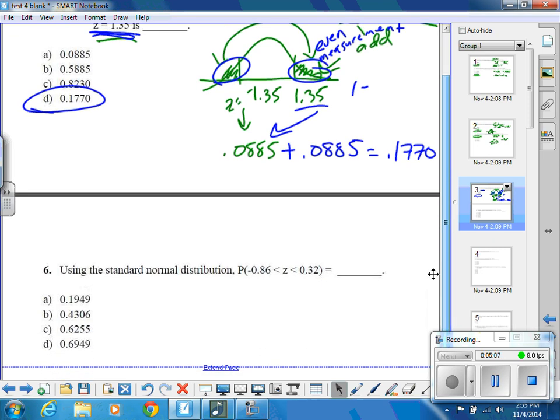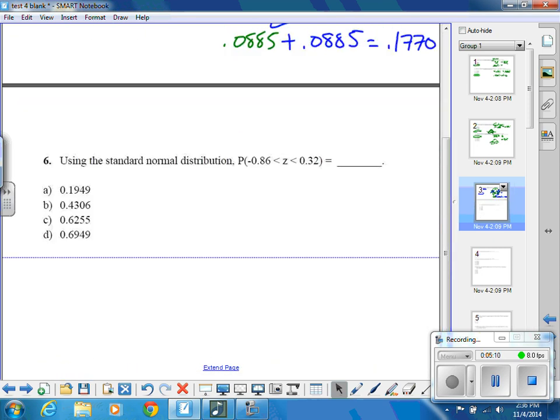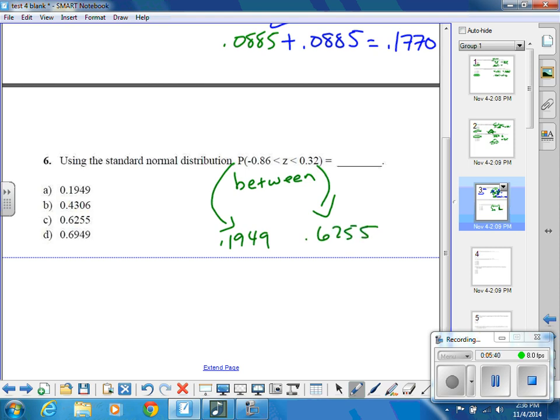Now this next one is using a different format. Guess what this is saying? Between. That's all this means, so don't let the fancy symbols fool you. You're going to look up negative 0.86, and you're going to look up 0.32. Negative 0.86 gives me 0.1949. Positive 0.32 gives me 0.6255. And guess what I'm going to do? Subtract them. Remember, it's always the biggest minus the smallest. Go ahead and subtract them, and you should be left with B.